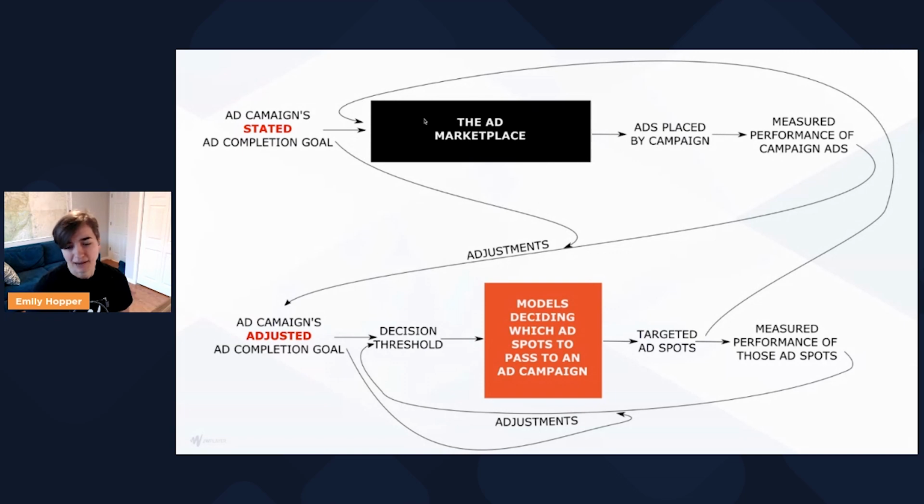That feeds into the ad marketplace and controls partly which ads are going to be placed by the campaign. And we can measure the performance of those campaign ads, the ads placed by that campaign. And then we can use the discrepancy between that measured performance and the stated performance to create an adjusted ad completion goal. And this is what feeds into our inner feedback loop.